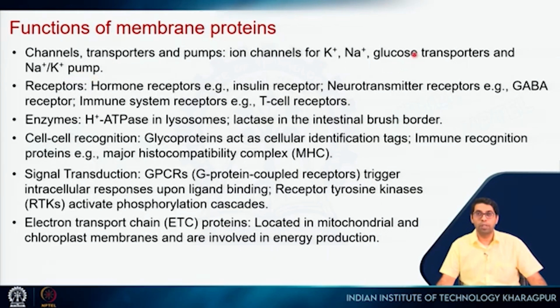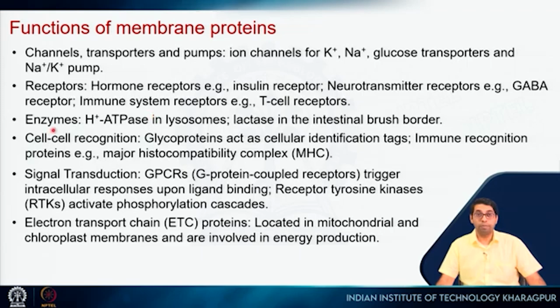We will see one example today where we will see maltose, which is a sugar molecule made of glucose. So, a maltose transporter. Apart from these, there are receptors, for example, hormone receptors like the insulin receptor. Insulin comes and binds to the insulin receptor and results in the uptake of blood glucose. There are neurotransmitter receptors, then in the immune system there are T cell receptors. We will see all these receptors in more detail in the coming lectures.